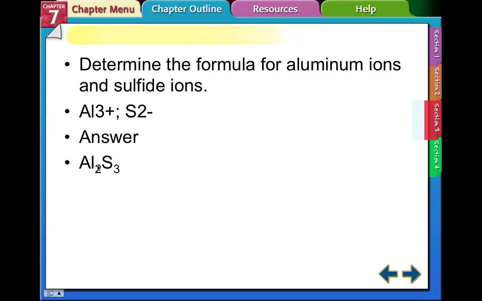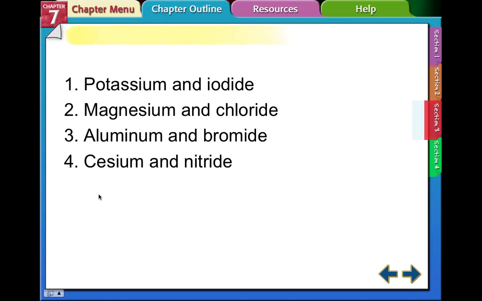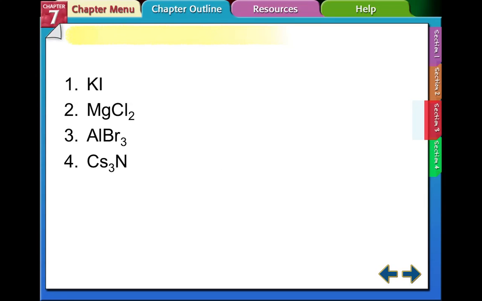So you took aluminum times 2, so that's going to be your subscript. And sulfur, you took times 3, that's going to be your subscript. To balance out your charges, you need to have the same number of positives as you do negatives. So you're going to have 6 positives and 6 negatives. So Al2S3. Okay, you try these. Pause the video if you need to. And here are your answers.